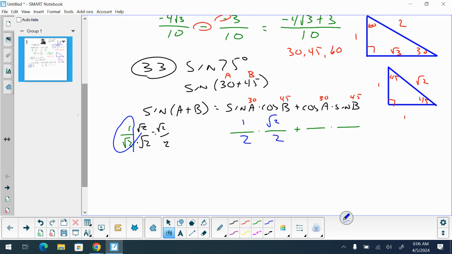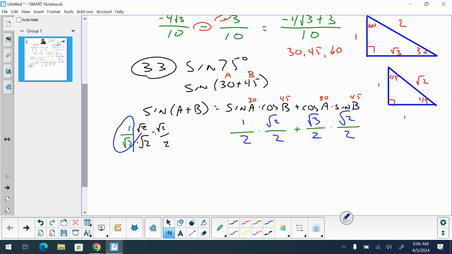Cosine of 30. What else? Cosine of 30 here, Kendall. We have the sine of 45. Zach, what do we have? Sine of 45. Square root of 2 over 2. There you go. Winner, winner, chicken dinner.